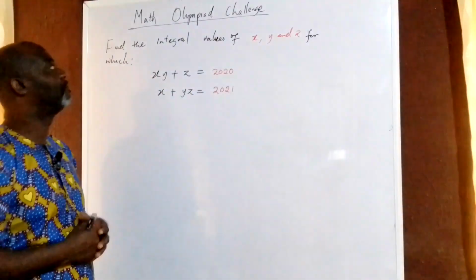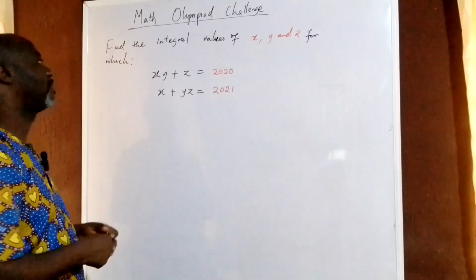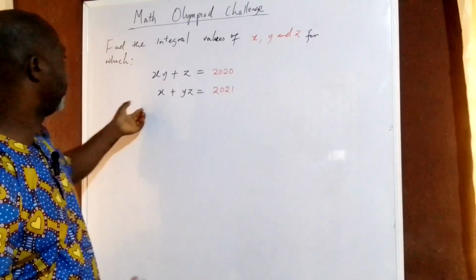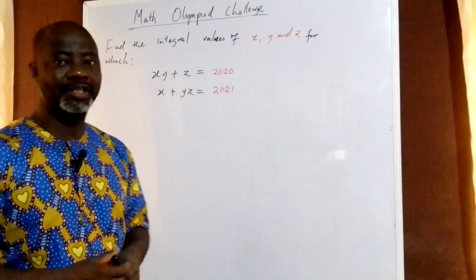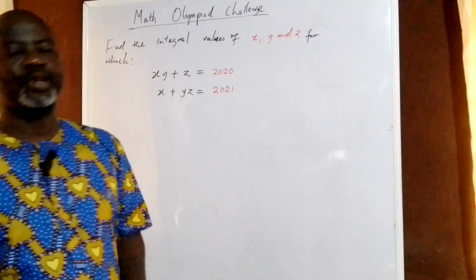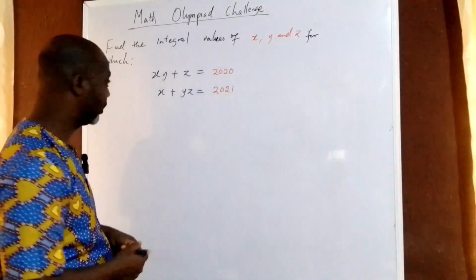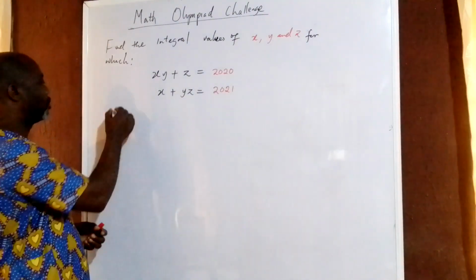Today we have this Math Olympiad challenge on the board, and we are to find the integral values of x, y, and z for which xy plus z equals 2020 and x plus yz equals 2021. So these two equations look very interesting, and we are going to attempt to solve them.